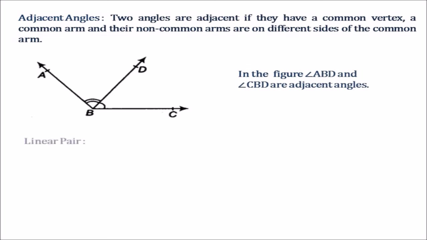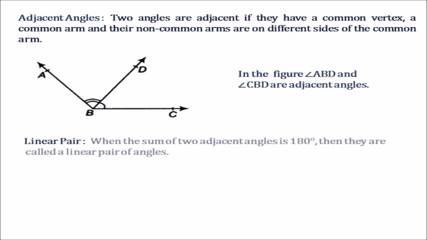Now, linear pair. When the sum of two adjacent angles is 180 degree, then they are called a linear pair of angles. This property is very important and we will be using this property to solve various questions.